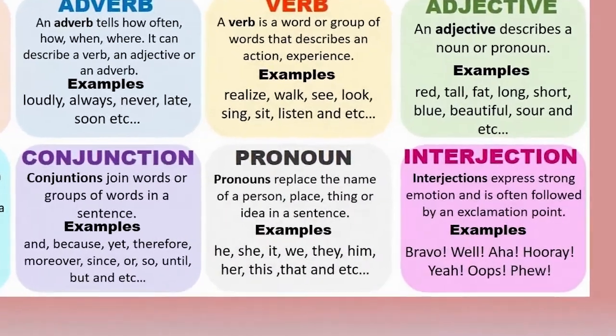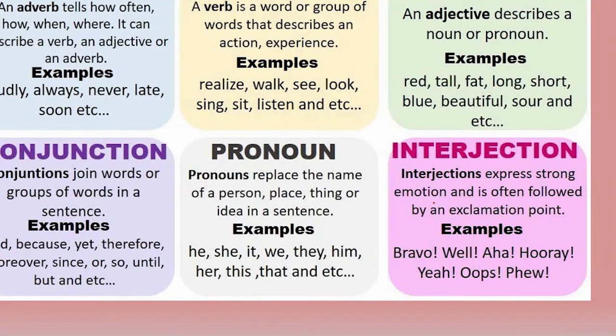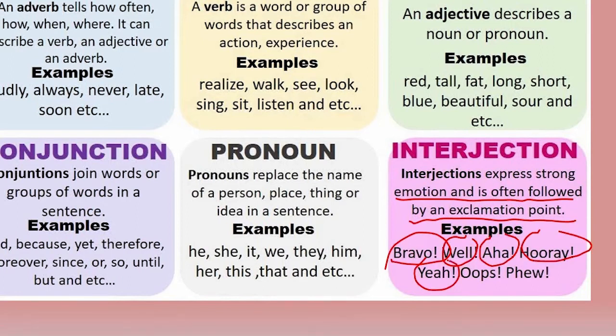Now look at the interjection here. Interjections express strong emotions and are often followed by an exclamation point. Like bravo, well, aha, hooray, yeah, oops, shoo. These are the emotions of joy, opinion, happiness, anger, hate. There are many. Don't forget to put an exclamation mark when you use an interjection.